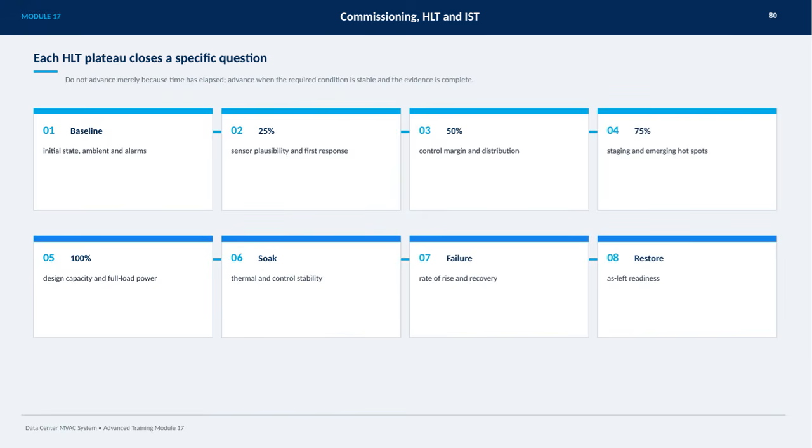The soak phase ensures thermal and control stability. Then, during failure, we assess the rate of rise and recovery. Finally, at restore, we check as-left readiness to ensure everything is set for normal operation. This step-by-step approach ensures thorough testing and reliable system performance.